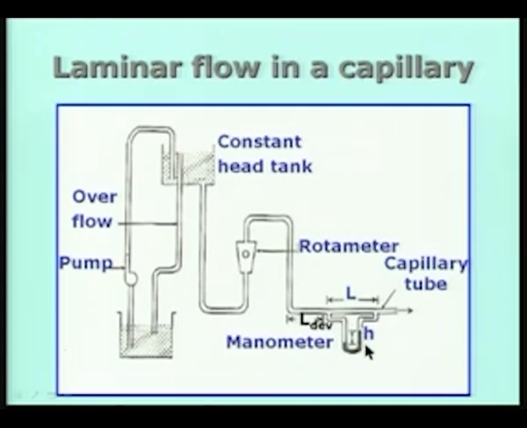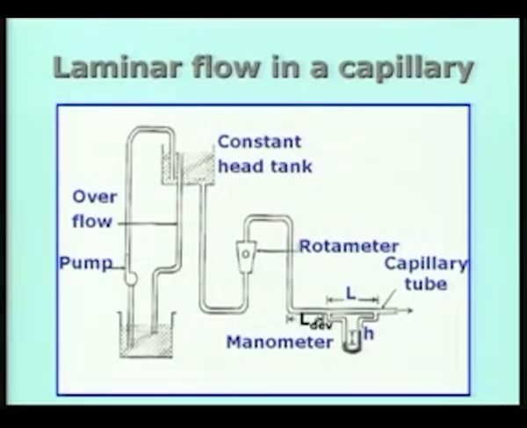And the head H indicated by the manometer gives you the delta P across the tube length L. So delta P divided by L gives you the pressure gradient, delta P by L. In fact, it can be shown that the pressure gradient is uniform when the flow is fully developed. When the flow is fully developed and the velocity does not change with respect to the axial location, the pressure drop per unit length is the same as the pressure gradient.